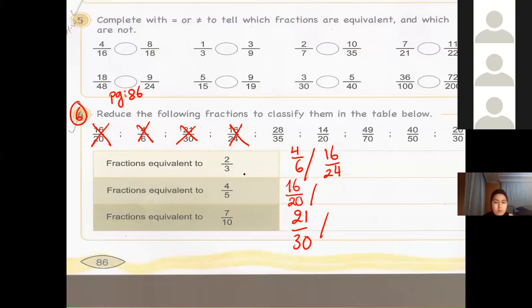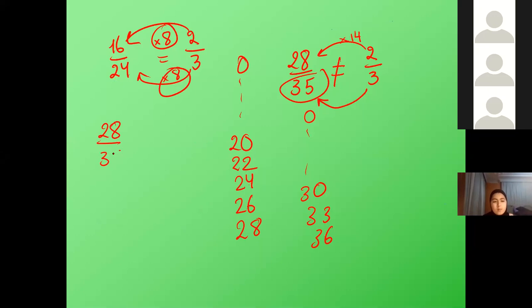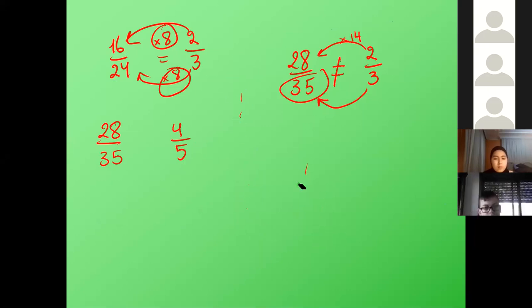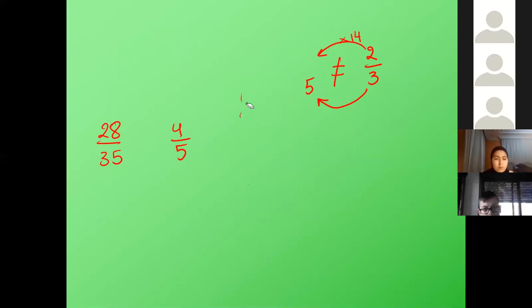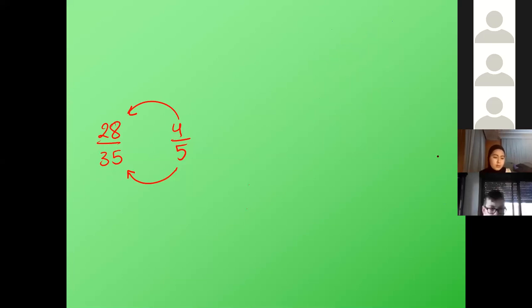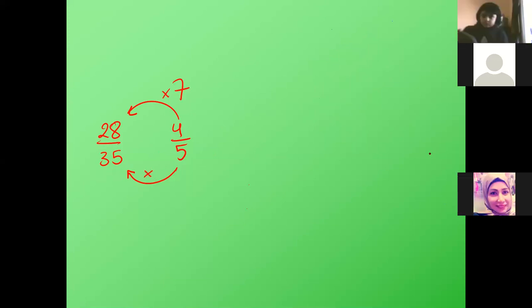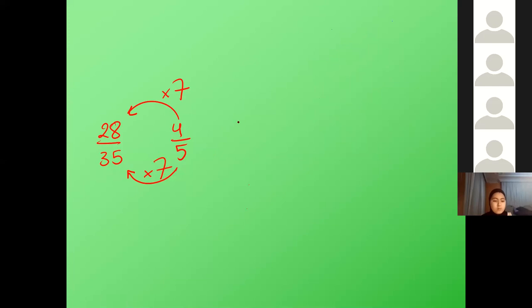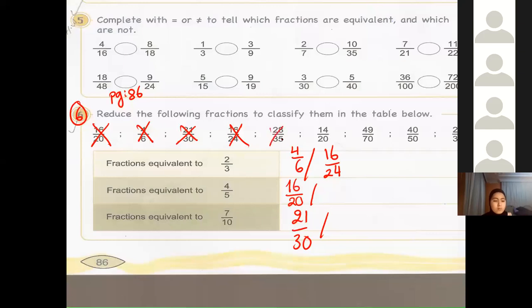Dana, let's check now if 28 over 35 is equivalent to 4 over 5. 4 times which number equals 28, Dana? Teacher, 4 times 7. Excellent. And 5 times which number equals 35? 7. So equivalent or non-equivalent? Equivalent. We multiplied up and down by 7, so they are equivalent. So I will write 28 over 35 here beside 4 over 5.